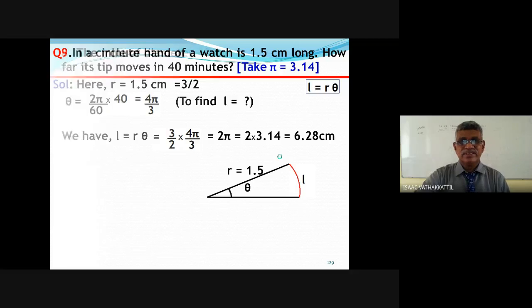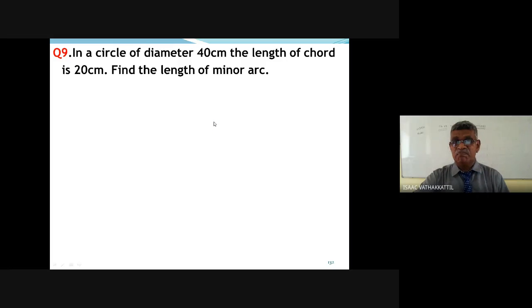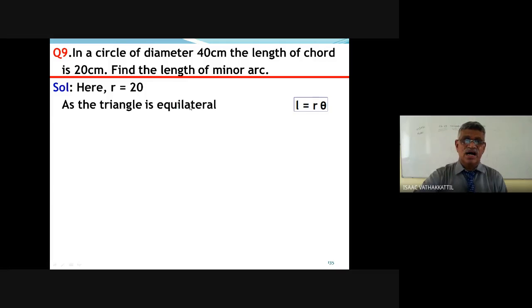Okay? Any queries? In a circle of diameter 40 centimeters, the length of the chord, remember chord, is 20 centimeters. Find the length of minor arc. Length of chord. Here R is 20 because diameter is 40 centimeters, radius is 20. You have L equal to R theta. As the triangle is equilateral, why is it equilateral?